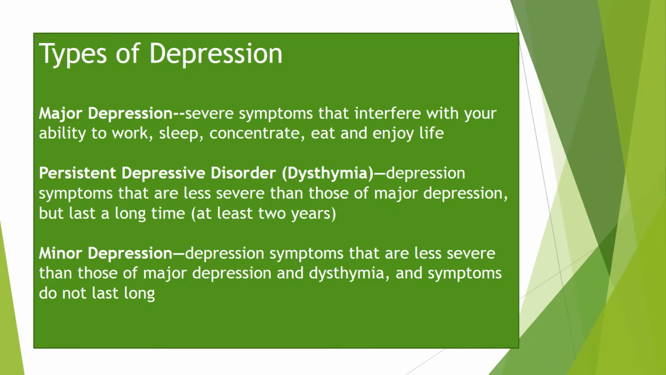There are several types of depression, but the most common types are major depression, which is severe symptoms that interfere with your ability to work, sleep, concentrate, eat, and enjoy life. Persistent depressive disorder, dysthymia, is depression symptoms that are less severe than those of major depression but last a long time, at least 2 years. And minor depression is depression symptoms that are less severe than those of major depression and dysthymia, and do not last long.